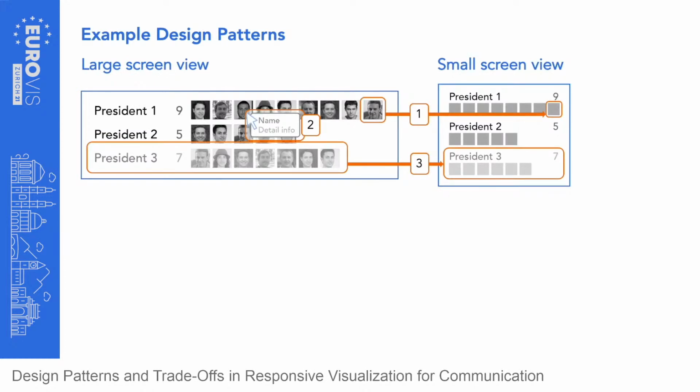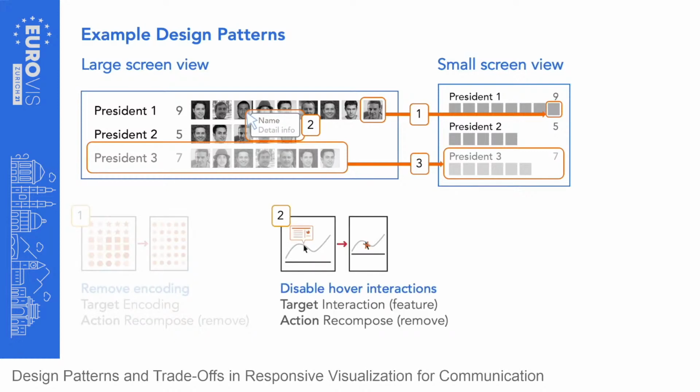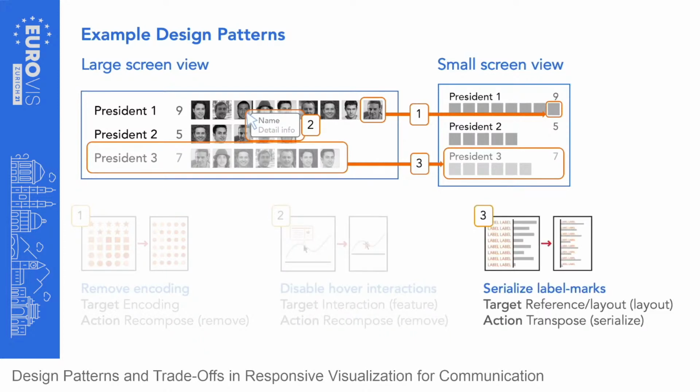Demonstrating targets and actions on one of the previous examples, the remove encoding pattern has encoding as target and remove as action. Similarly, the disable hover interactions pattern is decomposed by interaction feature target and remove action. Lastly, the serialized label marks pattern is categorized into the combination of layout target and serialize action.